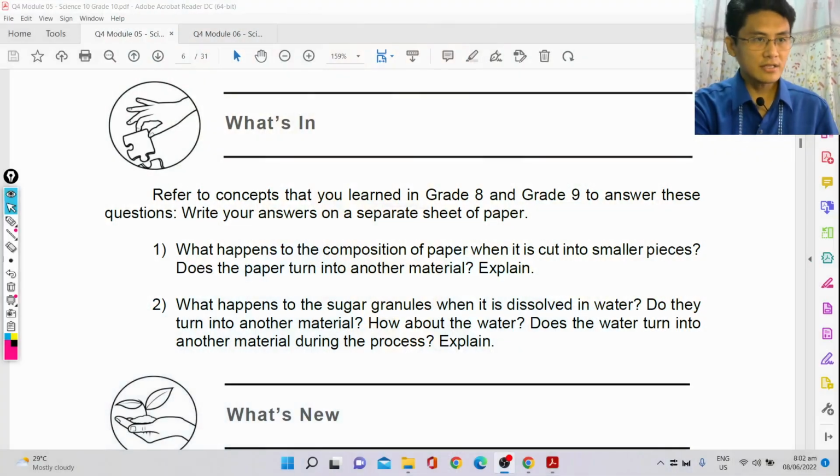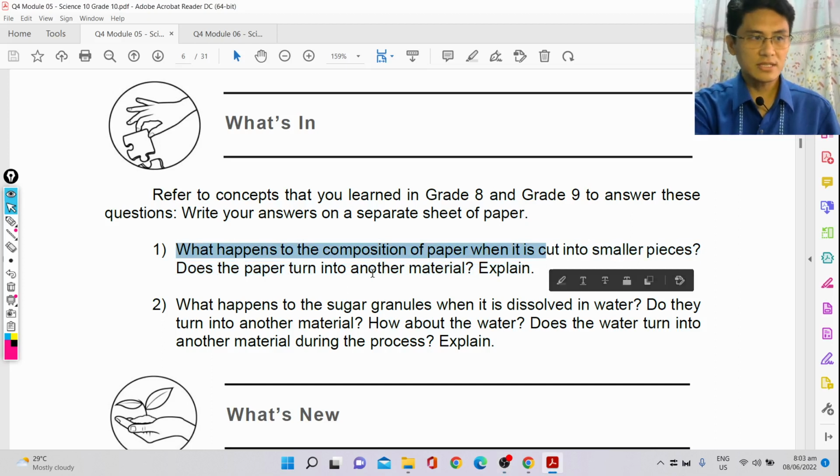In this video, we are going to be looking at chemical versus physical changes. So first, let us remind ourselves that when you study grade 9, we have this concept of physical and chemical change. Like, for example, what happens to the composition of paper when it is cut into smaller pieces? Does the paper turn into another material?